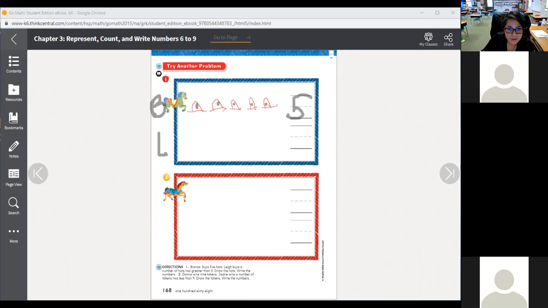So let's draw those right now. Let's draw the 5 first. There's 1, 2, 3, 4, and 5. Okay, we have 5, but she has to have 2 greater. That means 2 more. So we have to draw 2 more. Okay. 1, 2.